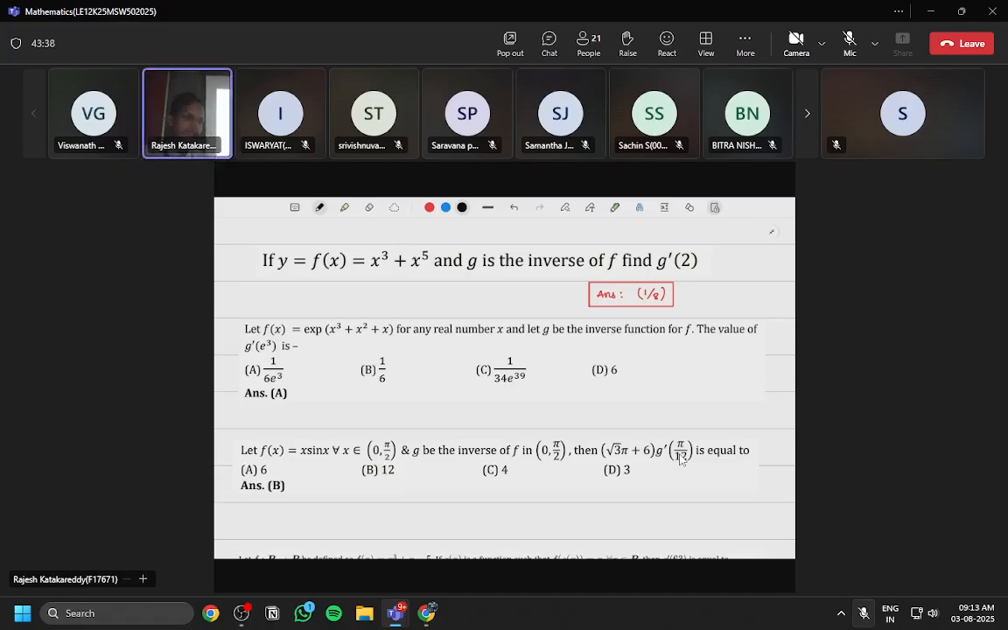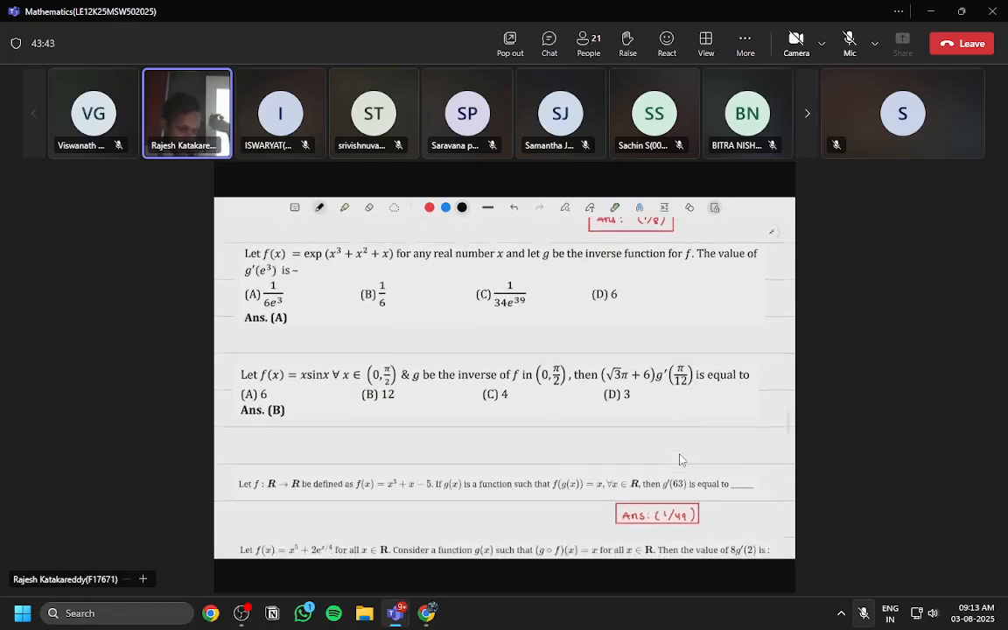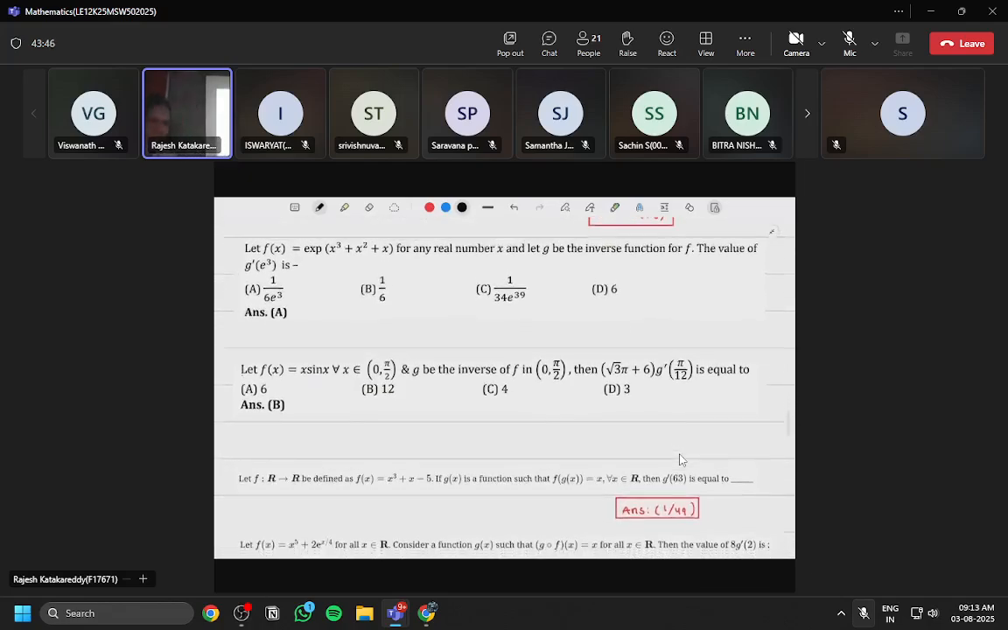Can I read the next problem? This problem everybody copied, so I am reading. They have given a function f of x is equal to exp of (x cube plus x square plus x), where exp stands for exponential, e to the power x cube plus x square plus x. Clear? That is the given function for any real number x, and let g be the inverse function for f, then the value of g dash of e to the power 3, g dash of e cube.